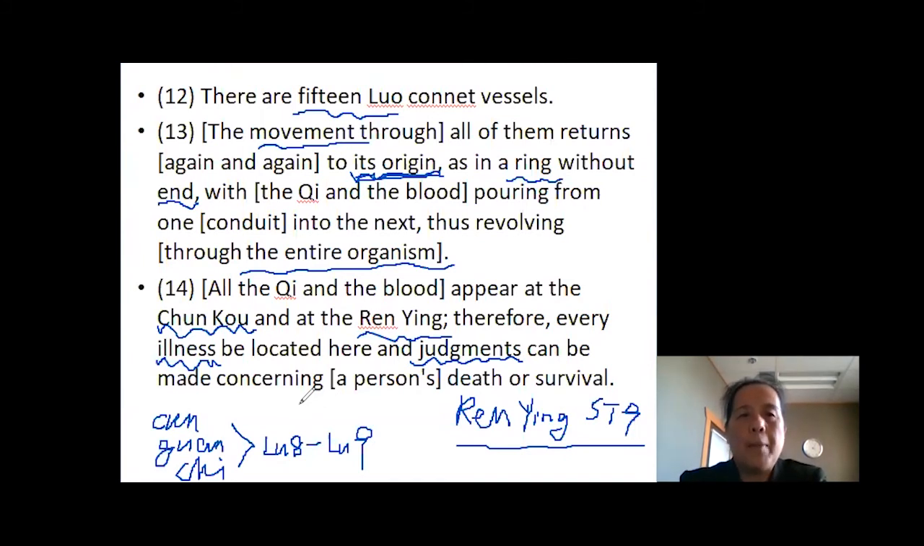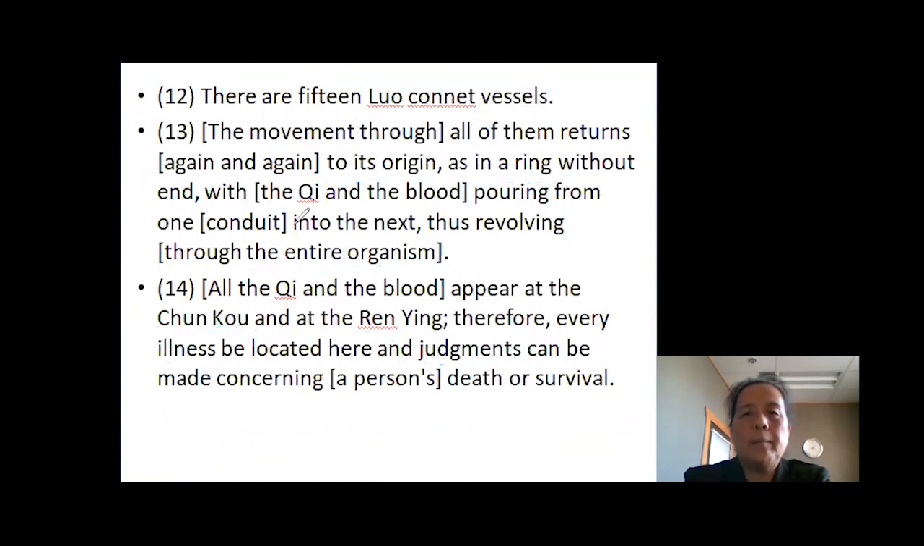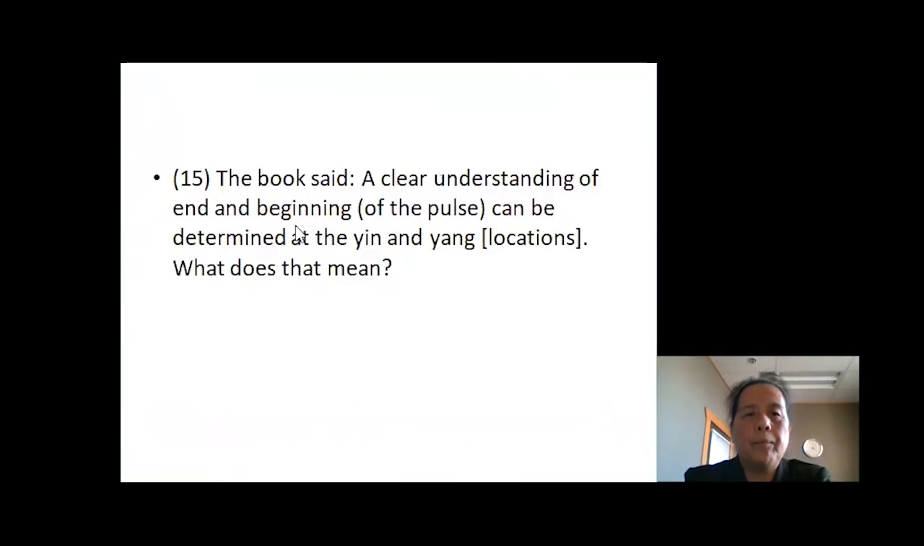So that's what we're talking about here. The lower connecting meridians are directly connected with their original meridians, and the qi and blood flow with no beginning, no end, like a ring. But we can feel the qi and blood levels in the 寸口 and 人迎 pulse areas. Then we go to another question.